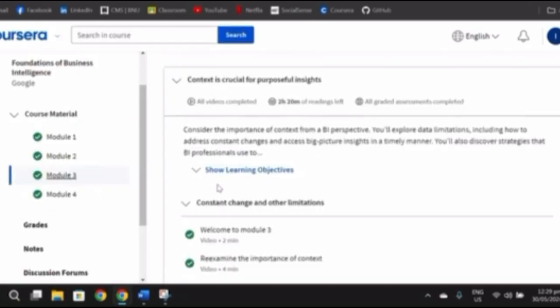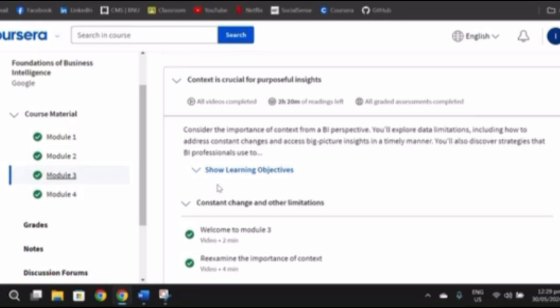So in module 3, we focused on how to anticipate the limitations of data and ensure these limitations do not detract from the stakeholders' needs. It's important to recognize potential issues and address them to maintain the integrity and usefulness of the data.